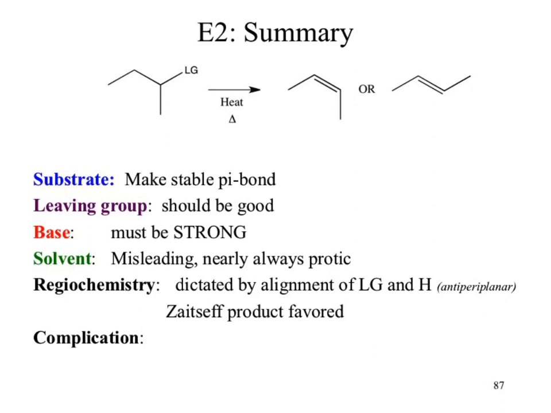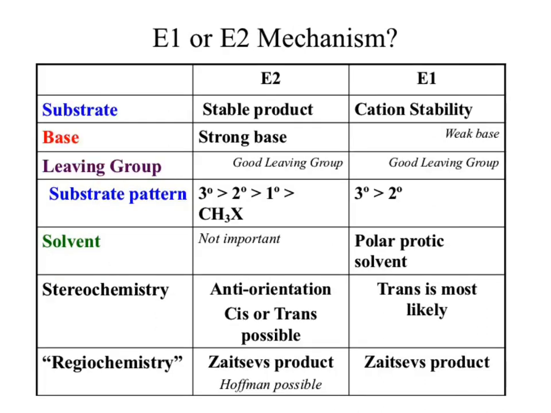Okay? We will still typically favor the Zaitsev product, okay, the more substituted product. Okay? But between cis and trans, it's dictated by the alignment of your leaving group and hydrogen, okay, which can be tricky to see. The complication, you can see a Hofmann elimination. I'm going to just completely ignore that for this test, so don't stress about the Hofmann elimination. Maybe we'll talk about it after the exam.